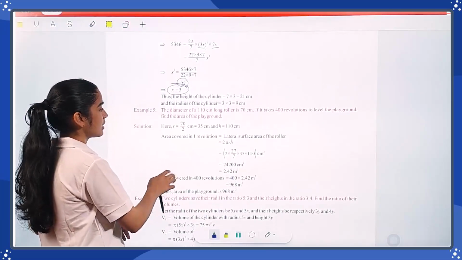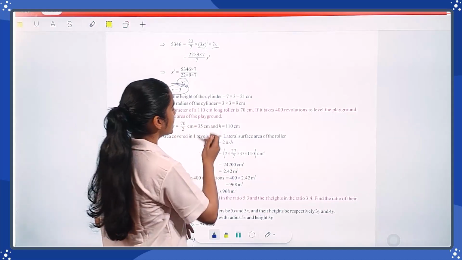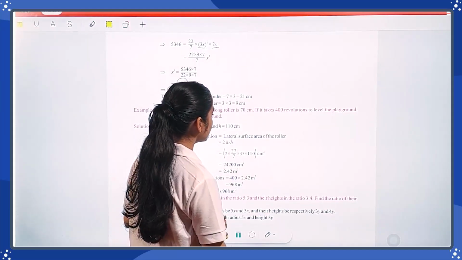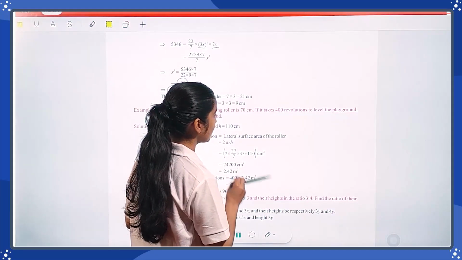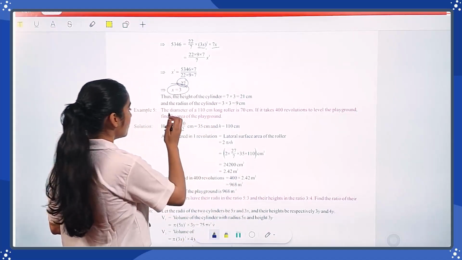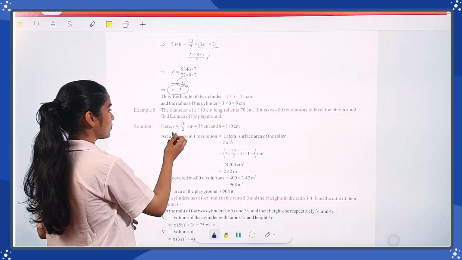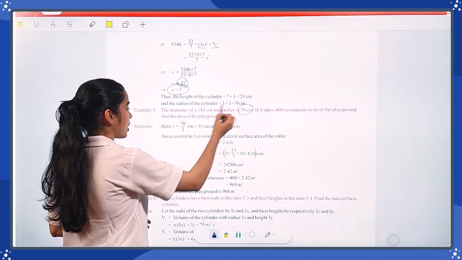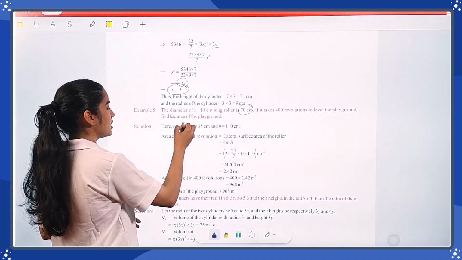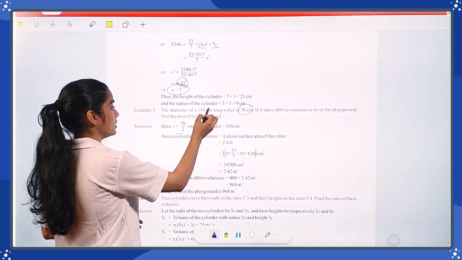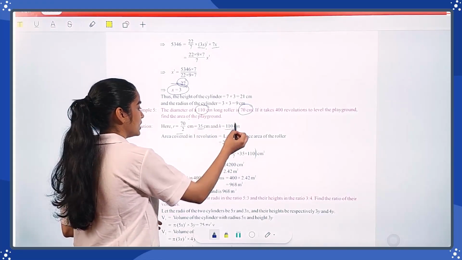Let's take one more example. The diameter of a 110 centimeter long roller is 70 centimeter. If it takes 400 revolutions to level the playground, find the area of the playground. So first of all, this is the diameter. How can we calculate the radius? 70 upon 2, 35 centimeter. Height is already given, 110 centimeters.